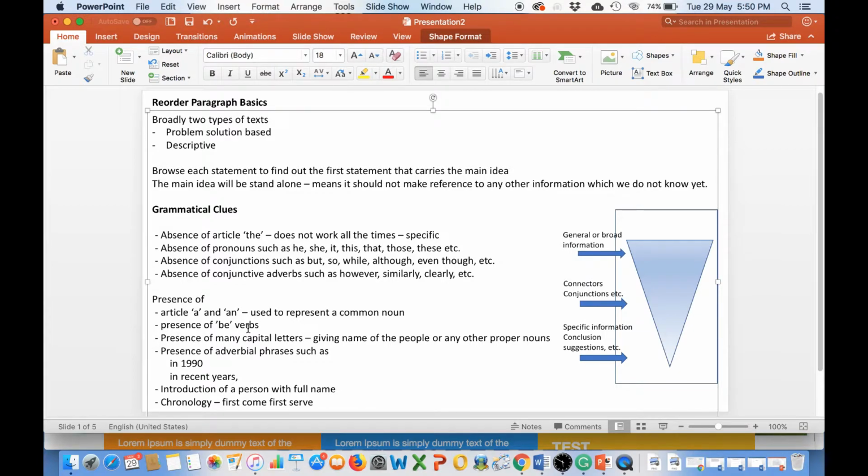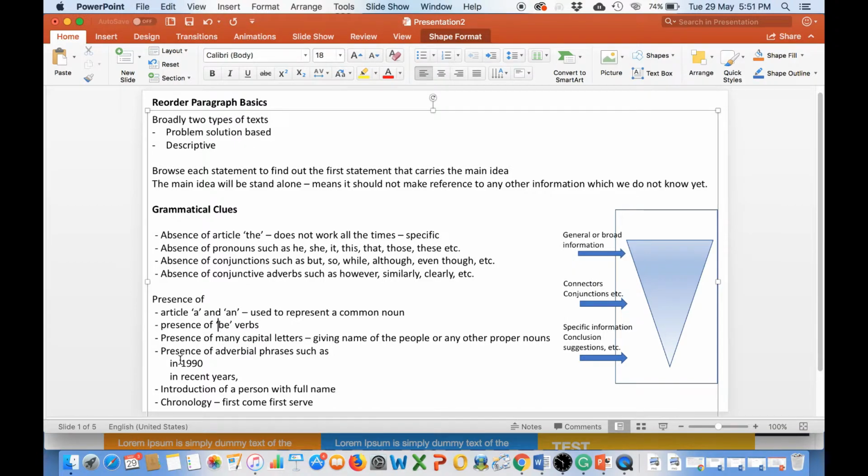Presence of a be verb is very, very important to understand. What does a be verb mean? A sentence like "Mohinder is hardworking." This statement is a standalone statement. It does not have any information which you do not know. So the statements that have just the be verb are most likely free and standalone statements.